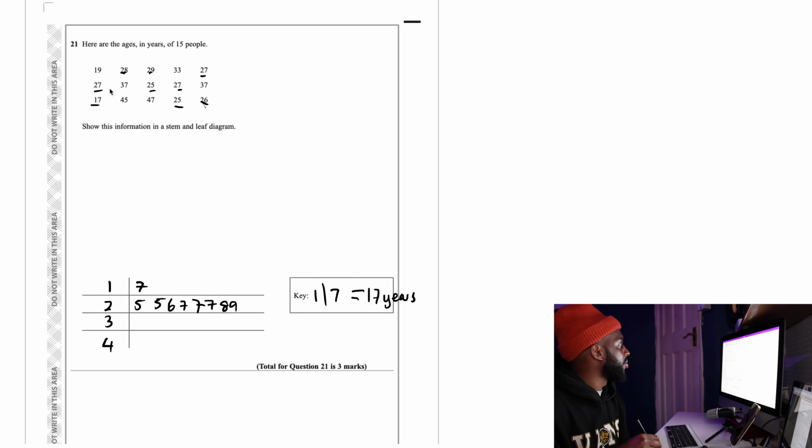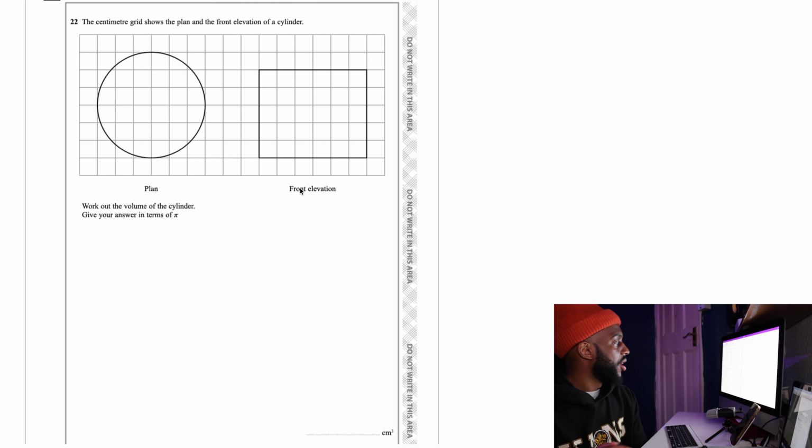Then let's look at the 30. Oh gosh, I've missed the 19 up here. Let's put the 19 in. That's why I'm underlining these numbers, so I know which ones I've done and which one I haven't. I wouldn't recommend crossing them out just in case you need to look at what number it was. Then we go to the 30s, so 33, and then 37 twice. Then we look at the 40s, 45 and 47. Then we just double check that we have 15 numbers. Yeah, that's it.